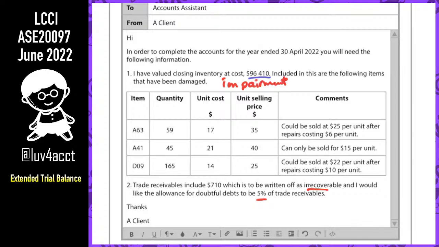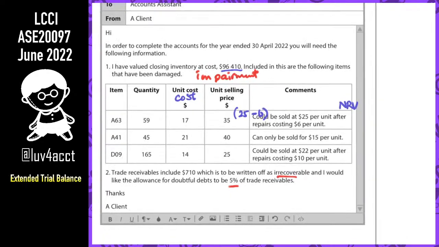Let's see. The first item, ASE20097, quantity 59, unit cost. This is the cost. Unit selling price, this is the usual unit selling price, but because it is damaged, we have the comments here. Could be sold at 25 per unit after repairs costing $6 per unit. So it can be sold at 25, but after we pay for 6, the net realizable value now, let me write it here, net realizable value is 19.